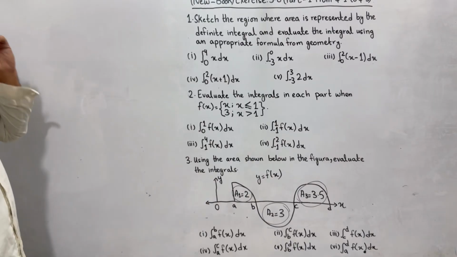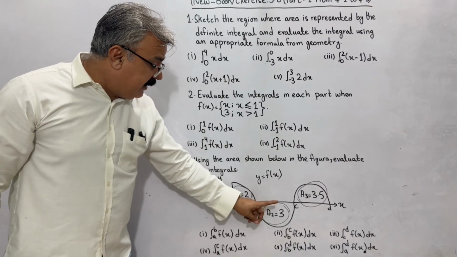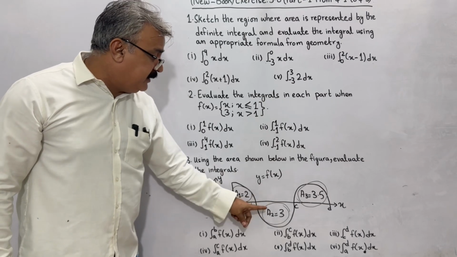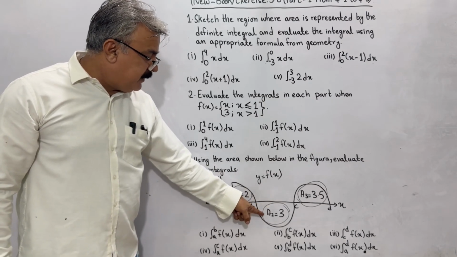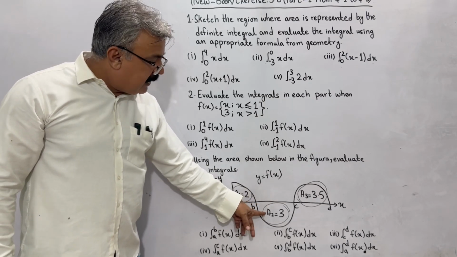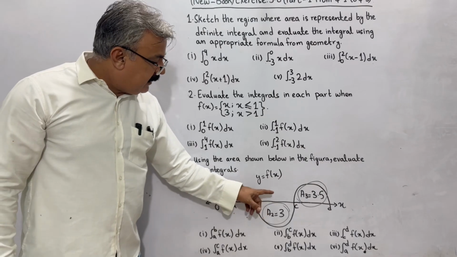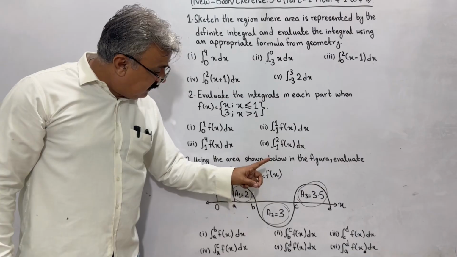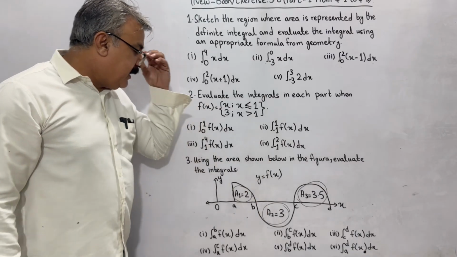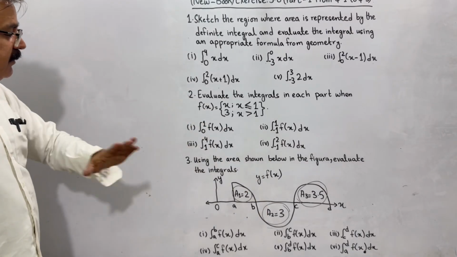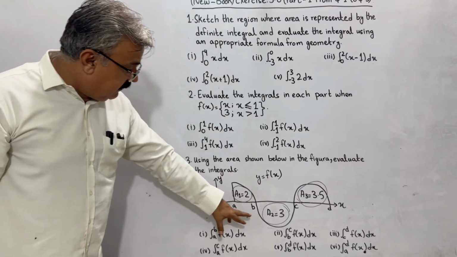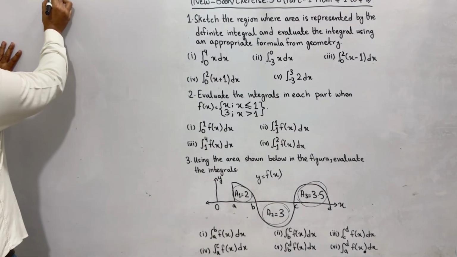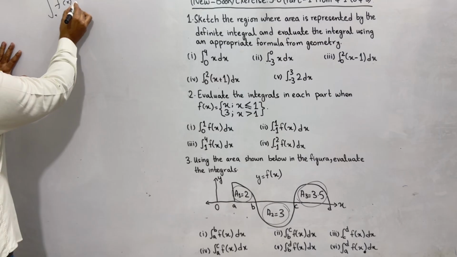However, I do not agree with this positive 3. It must be minus 3. I am giving them respect, taking this one as positive. Otherwise, below the x-axis, this area must be negative. As they have given us positive, I am respecting them and solving according to the given condition. My first is A to B f of x dx.